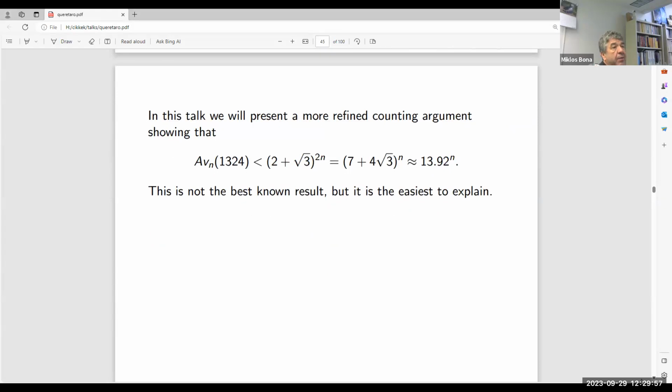My more refined counting argument will prove that this number is less than 2 plus square root of 3, to the 2n, which is about 13.92. Later, I improved it to something like 13.73, and then other people improved it to 13.5. So the current upper bound is 13.5. The current lower bound is something like 11. So there's still a big gap. Nevertheless, I will show this proof because this is the simplest. Note that if the square root of 3 were a square root of 4, then we would be at 16 to the n. So my improvement comes from this term.